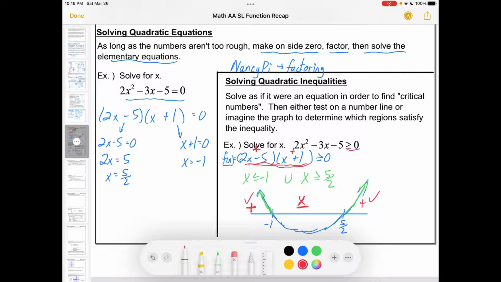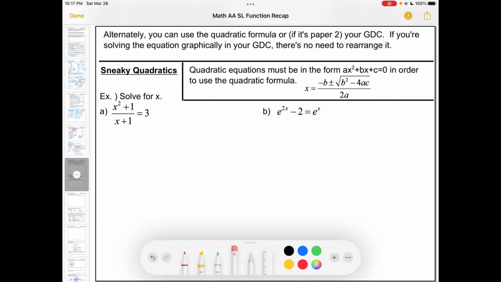I kind of like the graphical approach, or just an informal approach is fine too. But you may end up with quadratic inequalities, particularly when we're looking at sign diagrams for the first derivative. However, being able to solve a quadratic equation is way more important than an inequality. Alternately, if we can't factor, or if it's difficult to factor, we can use the quadratic formula, or if it's paper 2, just our GDC to solve.